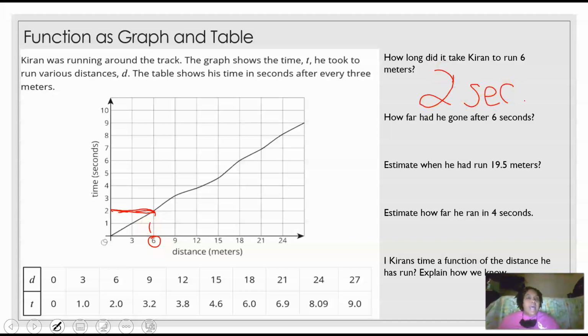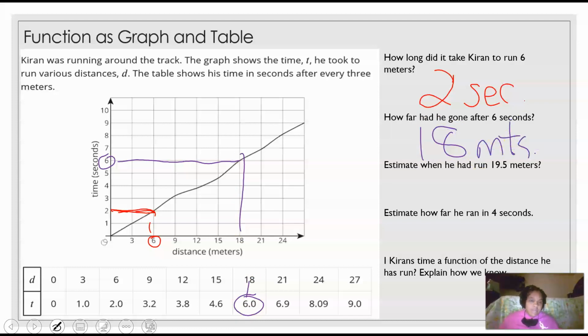How far had he gone after 6 seconds? So now we're looking at 6 seconds, and we have 18 meters. Here we have 6 seconds and 18 meters. So we know that he ran 18 meters.